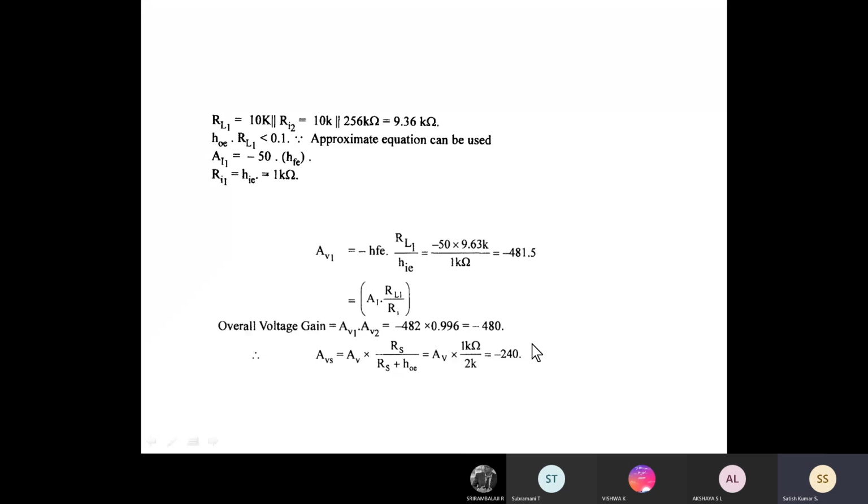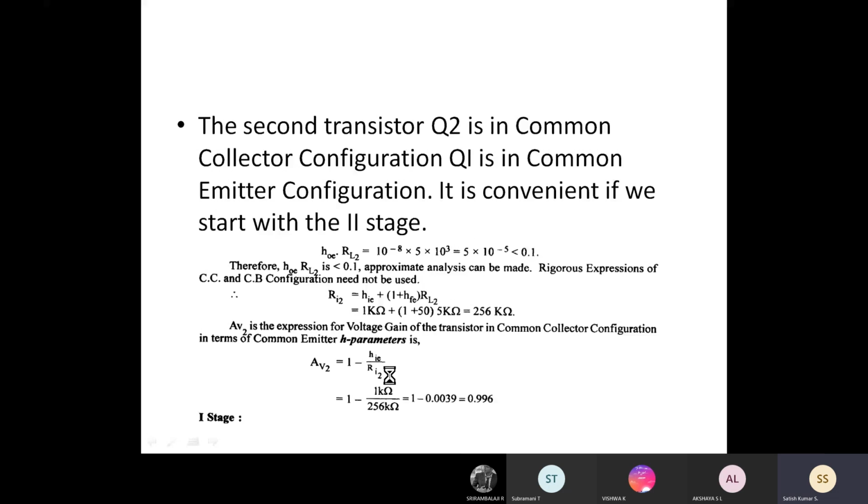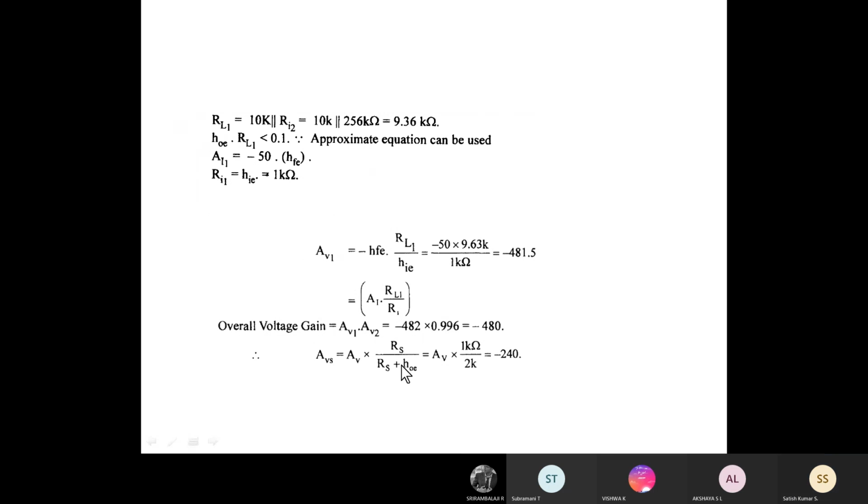That's all. They are asking to calculate AVS, the voltage gain at the source. The formula is overall voltage gain into RS divided by RS plus HO. RS is given as the source resistance in the diagram. Please look at the diagram and you will see the RS given is 1 kilo ohm. Using that value we calculate AVS, the voltage gain of the source. So overall voltage gain into source resistance 1 kilo ohm divided by 1 kilo ohm plus HO, that is also 1 kilo ohm, so you get 2 kilo ohm. The overall voltage gain of your source voltage is minus 240.